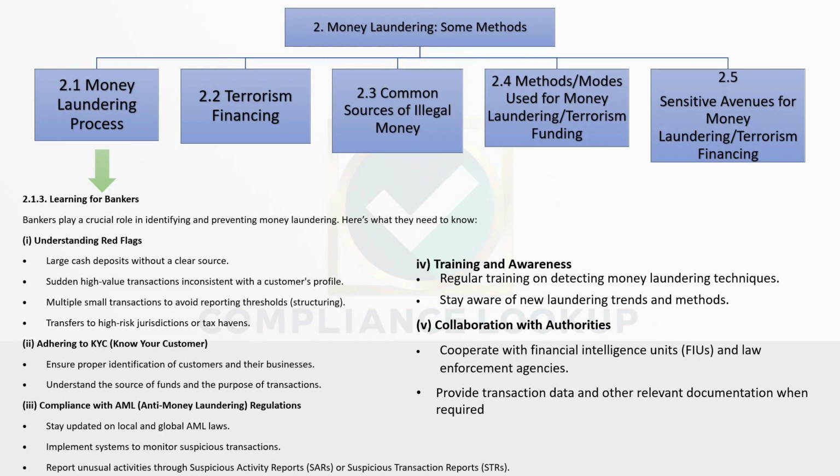Compliance with AML regulations: banks must stay updated with both local and international anti-money laundering (AML) laws. They should implement systems to monitor transactions and identify suspicious activity. This could involve tracking patterns like structuring, where a customer makes multiple small transactions to avoid reporting thresholds. If a bank in the US notices a customer splitting $20,000 into several deposits under $10,000 to avoid triggering a report, it must file a suspicious activity report (SAR).